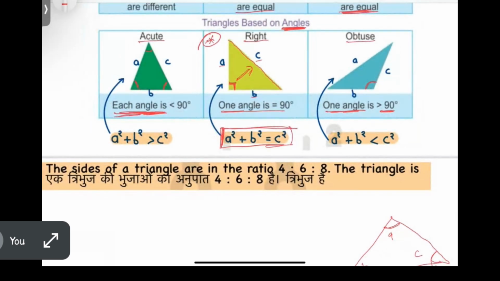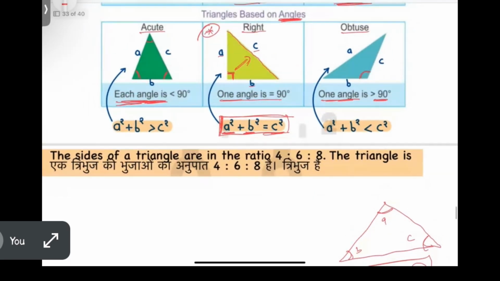So we say that it is a right angle triangle if a square plus b square is equal to c square. That means if hypotenuse square is equal to this one plus this one, then we call it a right angle triangle. And if it is acute, a square plus b square is greater than c square, then we call it an acute angle triangle. And if a square plus b square is less than c square, then we name it an obtuse angle triangle.